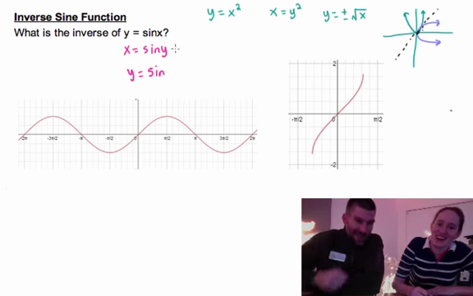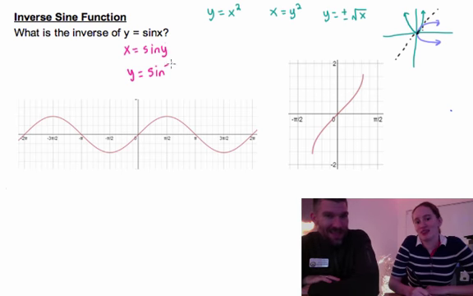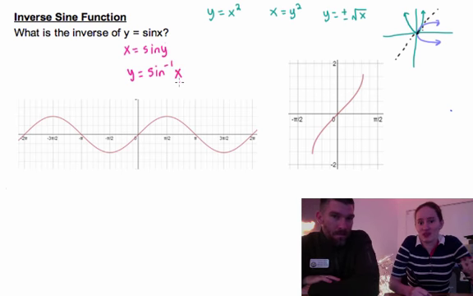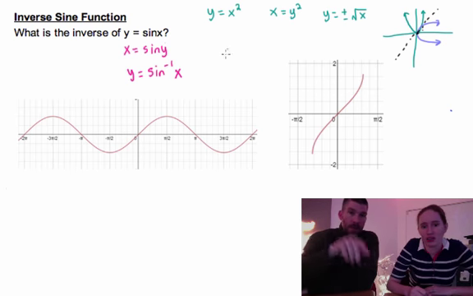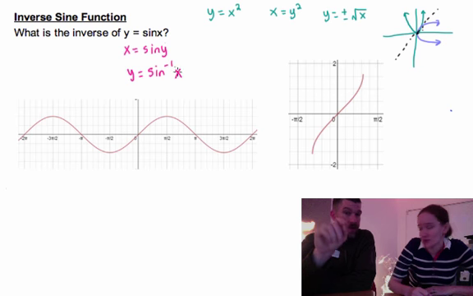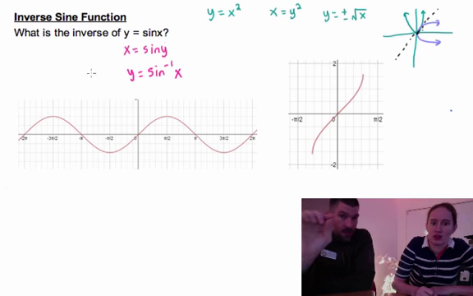Anyway, they came up with this thing called the inverse sine function, and we represent it with that -1. That's a button on your calculator. We've used it some. Now, here's the trick. That little -1 does not mean 1 over sine. No, it's talking about the inverse.